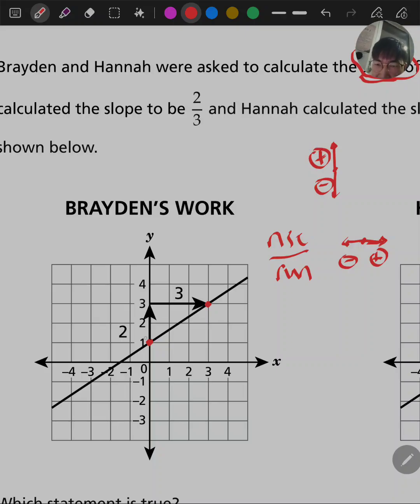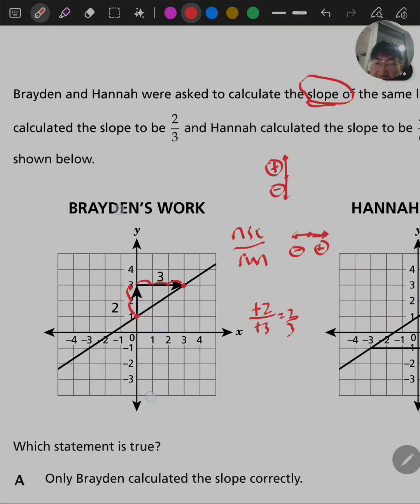The rise is talking about the y. He's moving up 1, 2, so that's a positive 2 for the rise. The run, he's moving to the right, which is positive, so he's moving 3. It's going to be positive 3. So this is 2/3. Brayden looks like he did a good job.